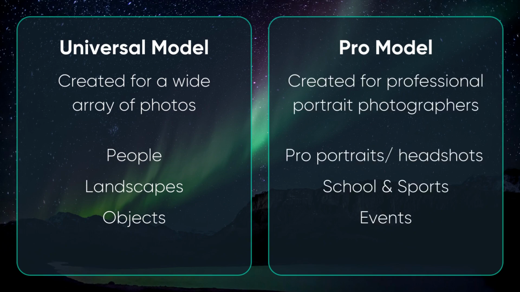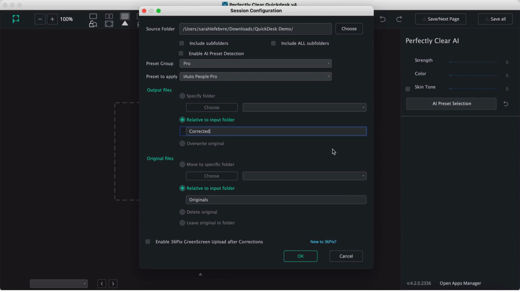The Pro model was created for professional portrait photographers. This can be used by professional portrait photographers, school and sports photographers, event photographers, etc. I'm choosing the Pro model because I have school portraits and professional portraits in this folder that I want to correct. Once I've chosen my model, I have some checkboxes here.